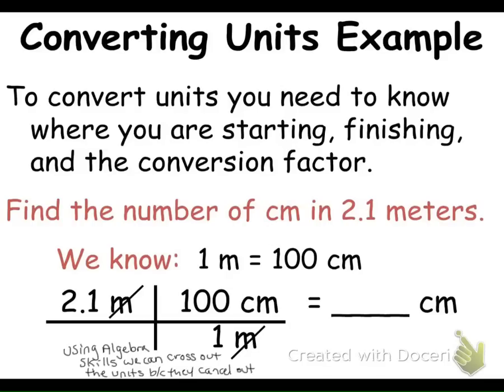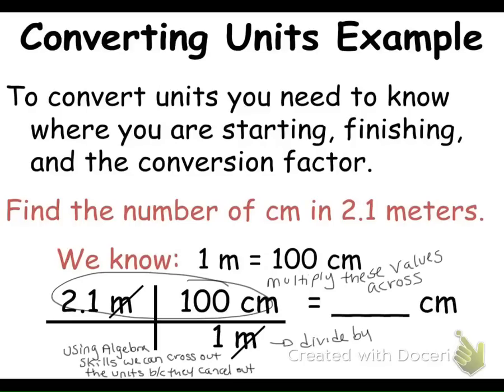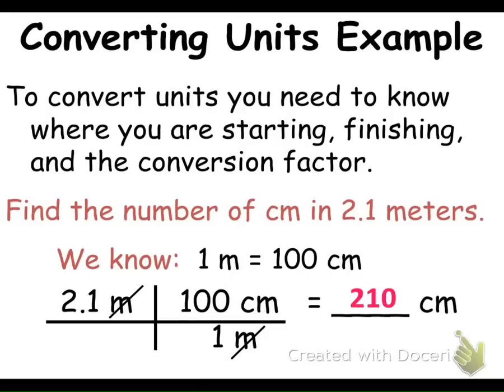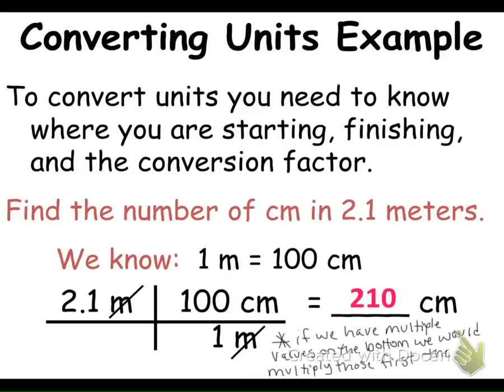And then you're going to multiply anything that goes across the top, and you're going to divide by anything that's on the bottom. And I realize right now that there's a 1 on the bottom, but that's not always going to be the case, so that's why I like to always put that rule in right at the very beginning when you're learning how to do this. So once I do that, I get my answer as 210 centimeters. Then if I have multiple values either on the top or on the bottom, we want to make sure that we multiply everything first across and then divide so that we don't mess up our order of operations in our calculators.